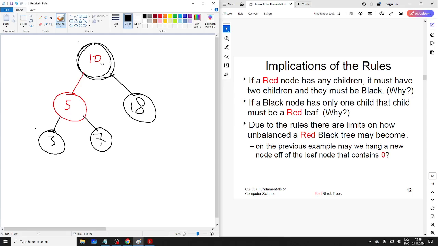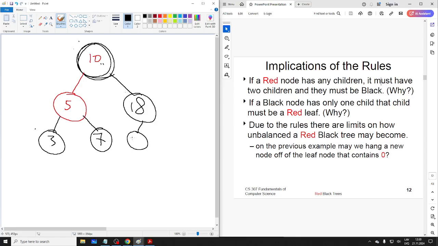So let's look at the second rule. If a black node has only one child, that must be a red leaf. Why? Usually you can add red at no cost. But if I add this black, I must add another black because we have created a new path. You might be asking why only one child. If I have another child, you can start balancing. If it's only one child, you must, because this creates an imbalance here.